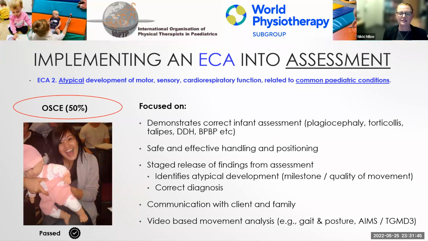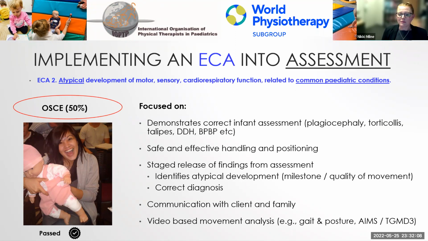So sorry, I should have said this at the beginning. An OSCE examination is an objective structured clinical examination. So it's very practical in nature. Throughout the OSCE, we're also assessing their ability to communicate with their client and the family of their client in an age-appropriate way and in a culturally appropriate way.